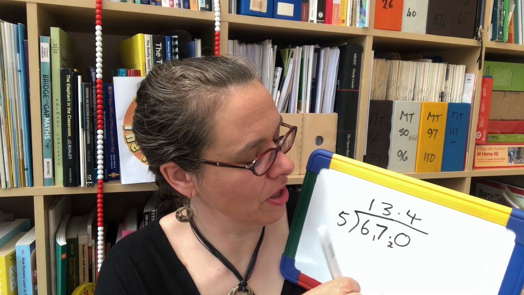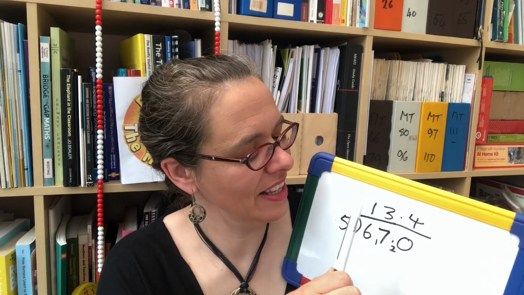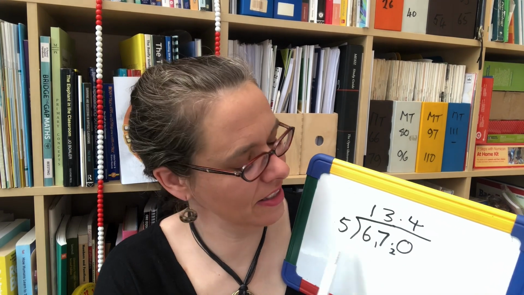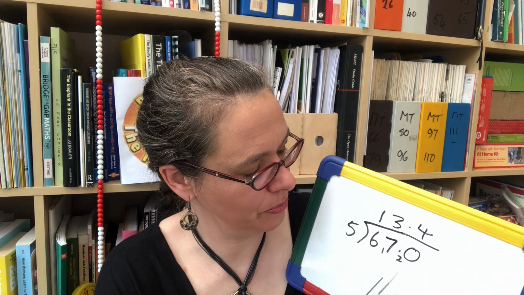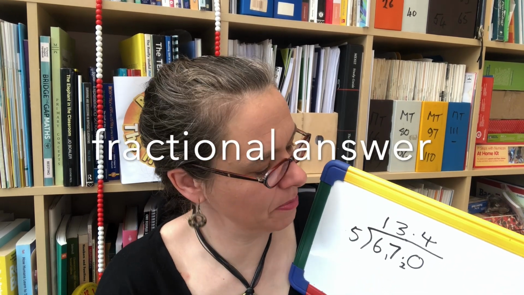That comes later. So our first exact answer was 13 remainder 2. Our second exact answer to this division is 13.4. What about if we wanted it as a fraction? Let's just take this back a bit.